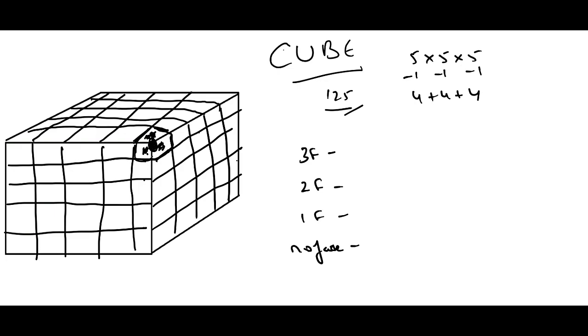Now if on this corner we have one cube, that means there are a total of 8 corners. On all the 8 corners there will be 8 cubes. So out of 125, 8 cubes are those which are 3 face painted.